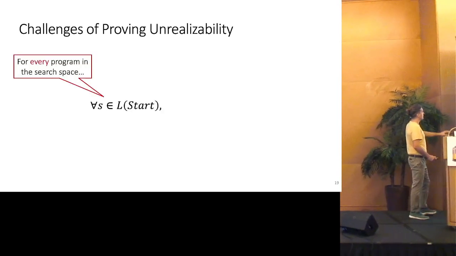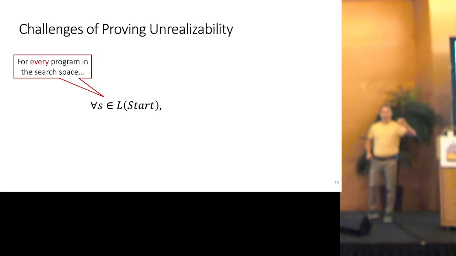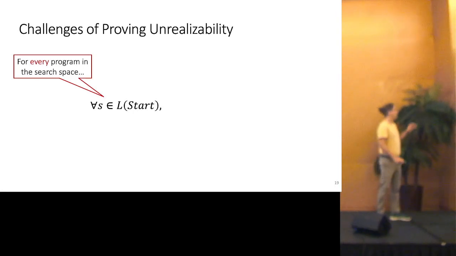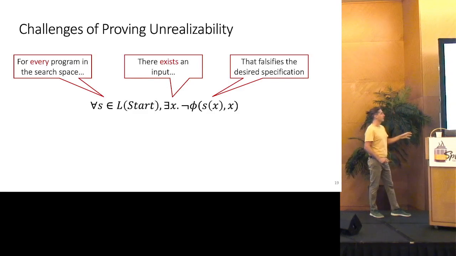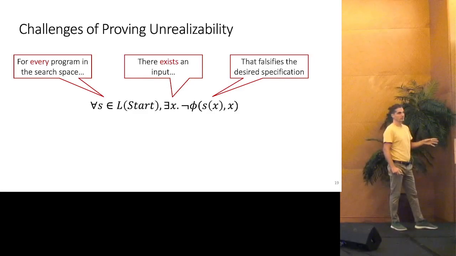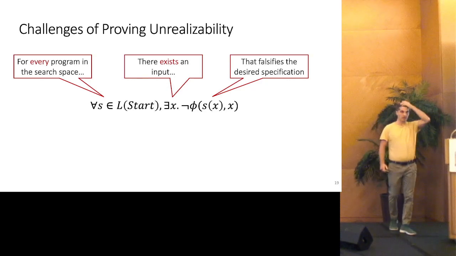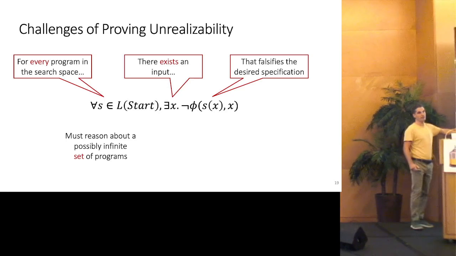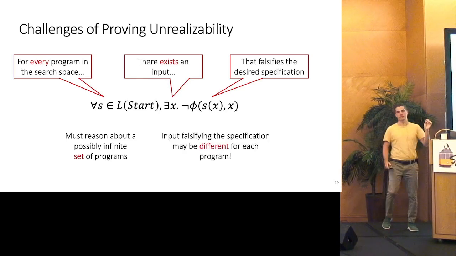So basically, just to rewrite it, and this is where things get interesting: I want that for every program in the search space, I prove that there exists an input that falsifies the specification. Okay? Here the program is not a first-order term. And the challenge is that there may be infinitely many programs, and for each of them, the witness might be different.